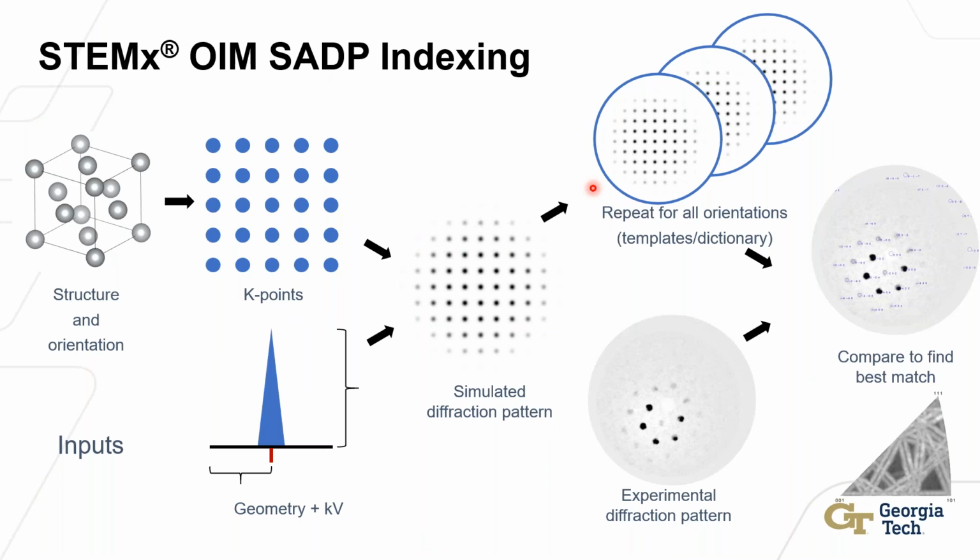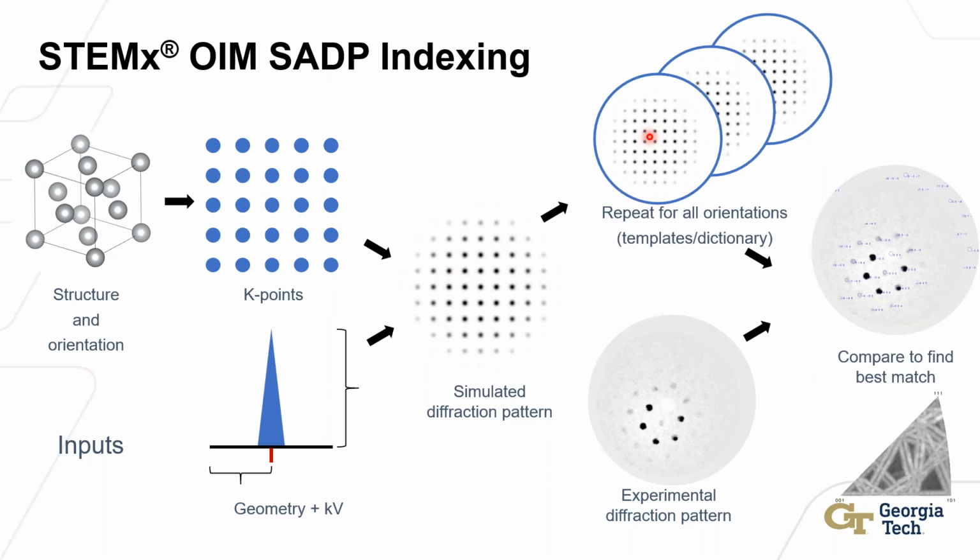TEM. The orientation mapping that I'll be using is built into the STEMX software through Gatan, but it's an algorithm that I think is used by a few different groups at this point. Essentially, the approach is if you know the phase of your material, you know the crystal structure, you can use that to calculate the reciprocal space structure. Once you have the reciprocal space structure, you can then simulate these kinematic diffraction patterns. And you can do that for every possible orientation for a certain phase.